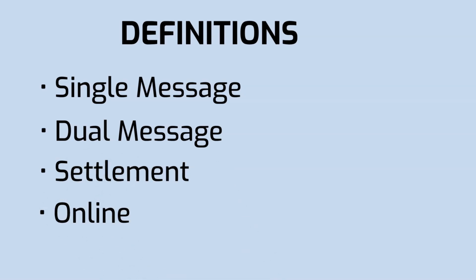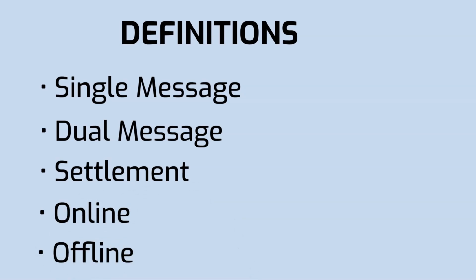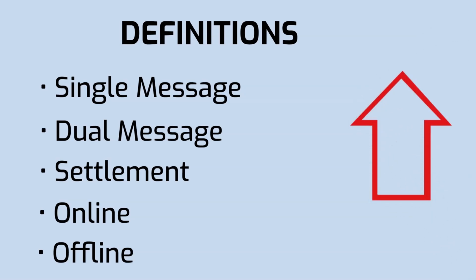Online: when a transaction message goes immediately from the merchant to the issuer, it is called online. Offline: this is when an authorization message occurs at the merchant location and is not relayed to the issuer. The first notification the issuer receives of the transaction is the clearing record. Watch my video on Where Does a Transaction Go for more complete definitions of the various transaction components.